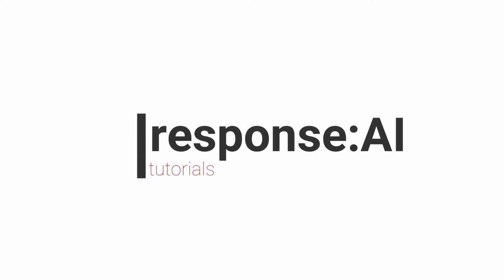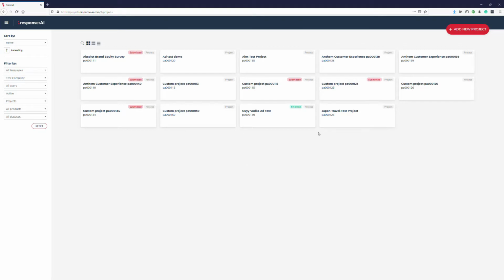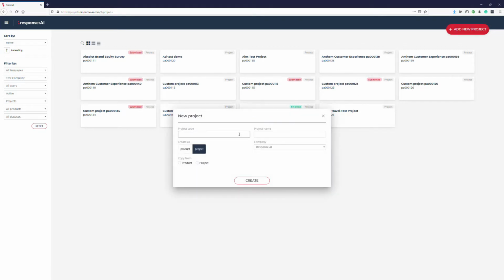In this tutorial, you will learn how to create a new ad hoc survey using general and standard question constructs. From the Projects page, click the Add a New Project button in the upper right-hand portion of the screen. Since we are not using a template, select Create New Project. Give your project a name.